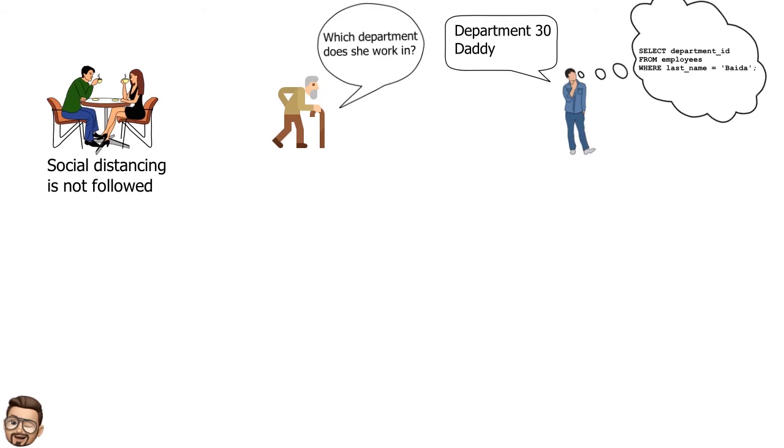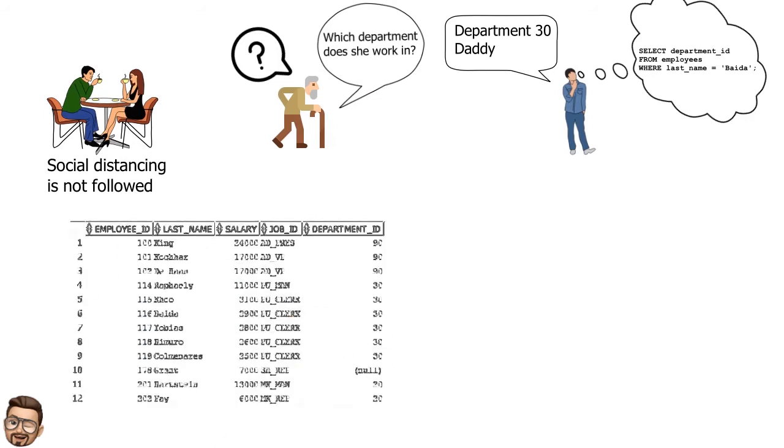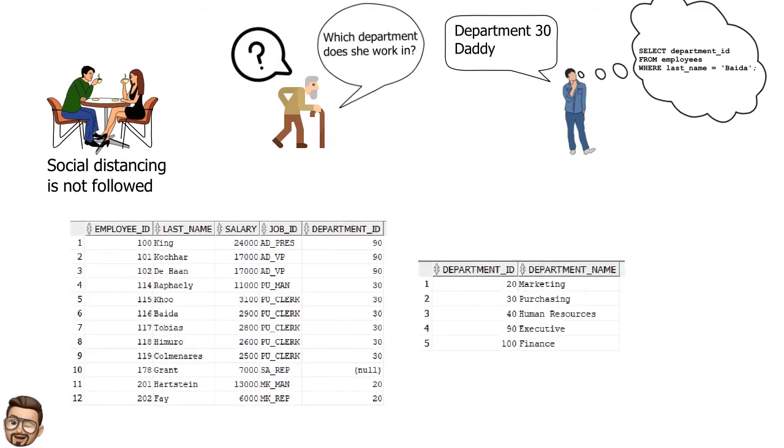The reason is, when Ali checked the employees table in the database, there is only department ID, not department name, listed. Where can Ali get the department's name data? Correct, it is in the department table. Which means, to answer his daddy's question, Ali needs to fetch data that are coming from two different tables. What is the operation needed here? Yes, join operation.